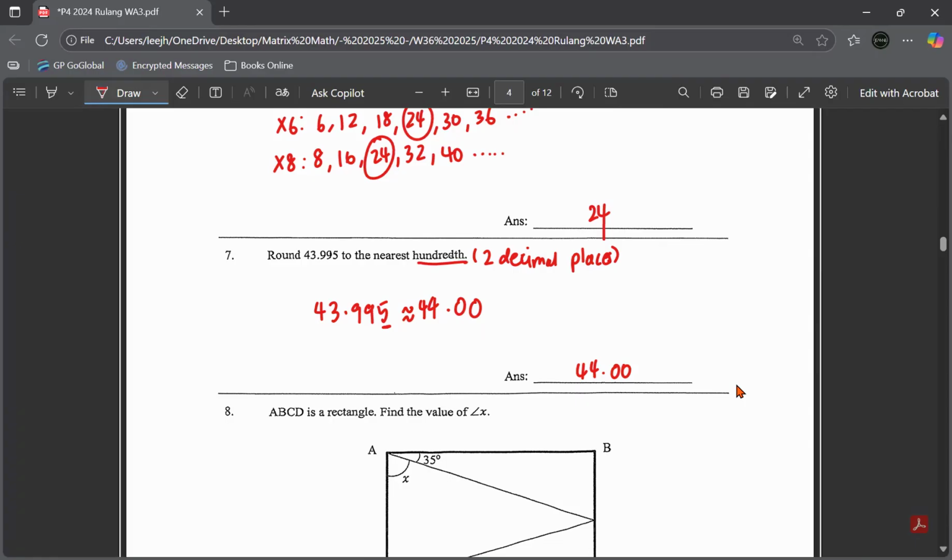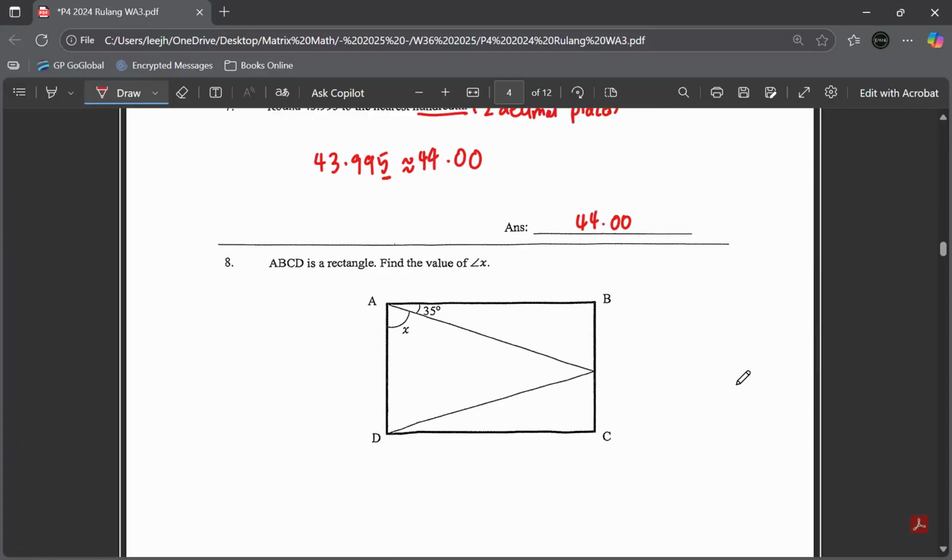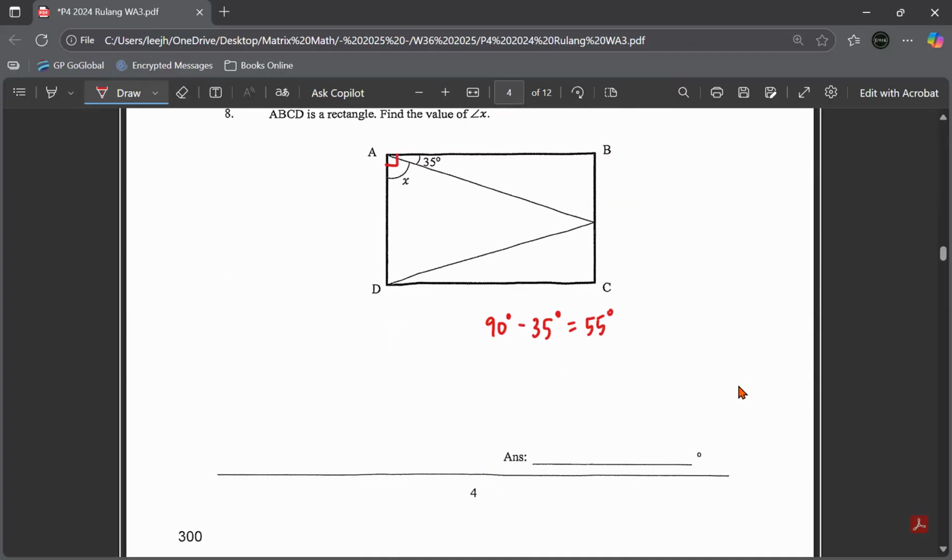Okay. Question 8. ABCD is a rectangle. Find the value of x. This one. As you can see, AD perpendicular to AB, which means this is a right angle. And right angle is 90 degrees. So if you want to find angle x, you just take 90 degrees minus away whatever is here, 35 degrees. Answer is 55 degrees. So you just need to fill up 55 because the degree is given. So you just write the number down.